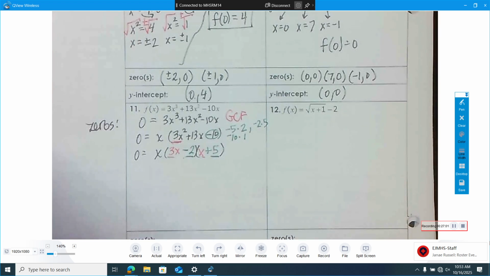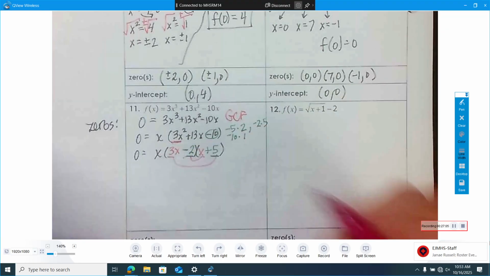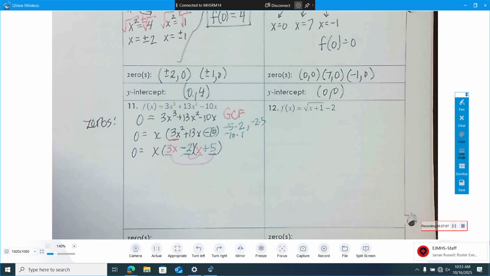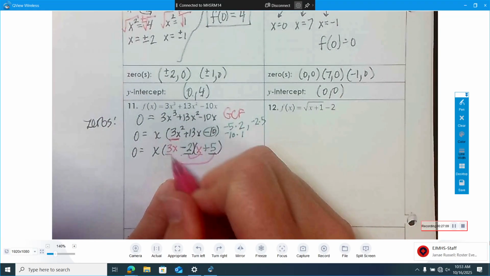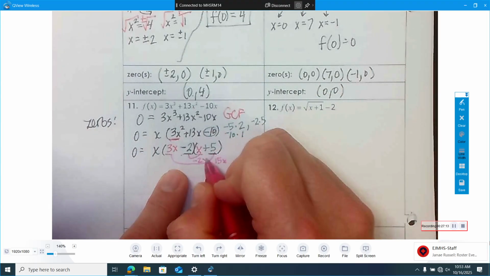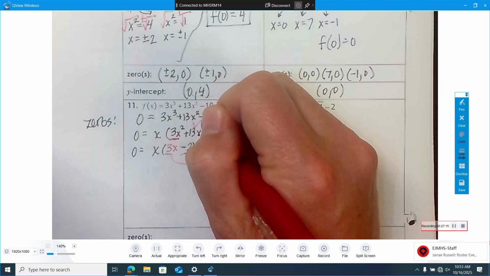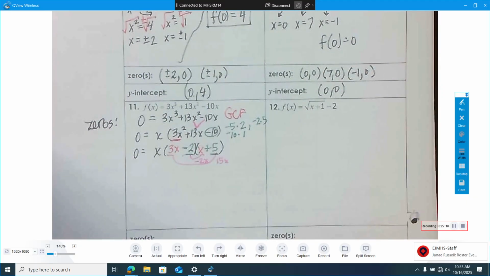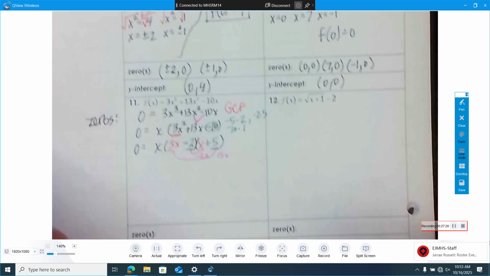How do we know if we did this right? Check the grin. It's a little smile. You see the smile? So we have 3 times 5 is 15x, and then a negative 2 times x is negative 2x, and that is where that middle term comes from. So checking the grin. Then what do we need to do?